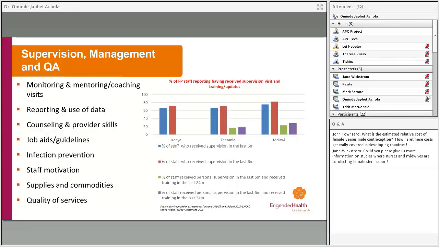On the right, we are looking at what it is on the ground in the East African region. I just picked a sample of countries. Just about 70% of the facilities are visited, and the providers were saying they had received a visit in the last 6 months from their senior. The rural facilities like health centers seem to get more visits than the hospitals.